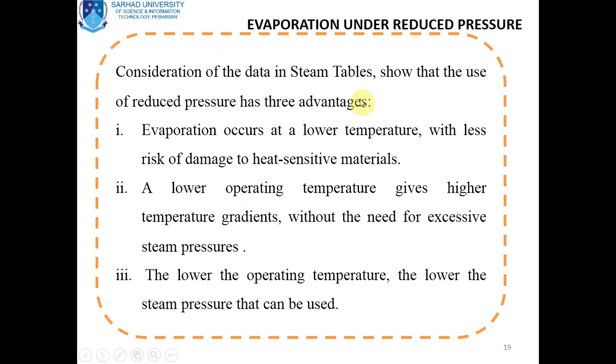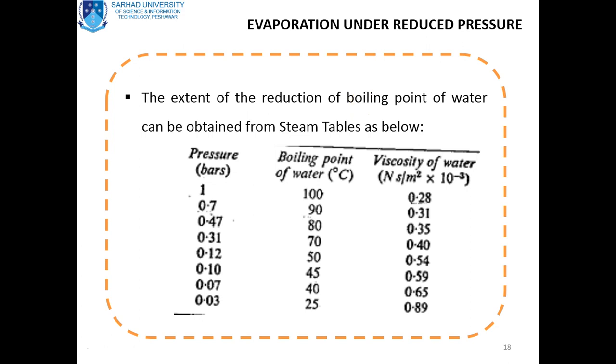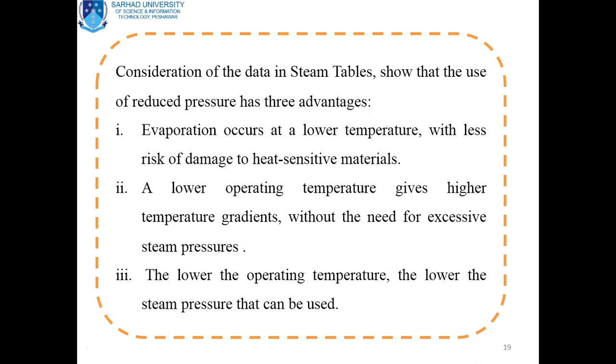Consideration of the data and the steam table shown, where I have explained in detail the pressure reduction and its effect on the boiling point of water as well as the viscosity of water, shows that the use of reduced pressure has 3 advantages. First, if you reduce the pressure, evaporation occurs at a lower temperature with less risk of damage to heat sensitive material. So it is one of the ways to reduce the temperature, and reducing the temperature means less risk of damaging thermosensitive material. Second, a lower operating temperature gives higher temperature gradients without the need for excessive steam pressure.